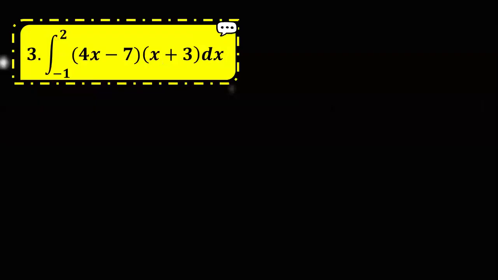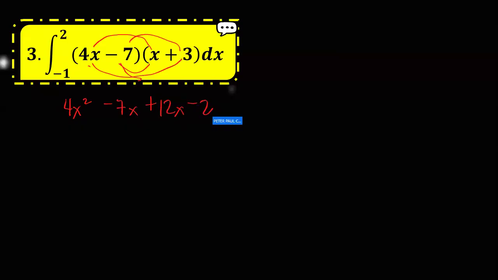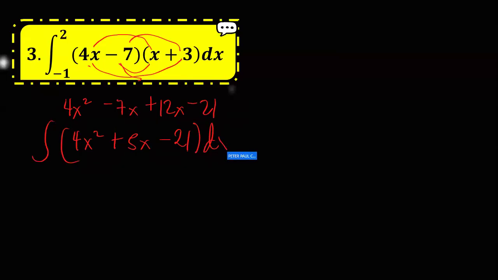Next. Let's have the integral from negative 1 to 2. We have a FOIL method that we have to perform here. So we have 4x squared, negative 7x, then positive 12x, and negative 21. Then we combine: 4x squared plus 5x minus 21. So we get the integral of this one.